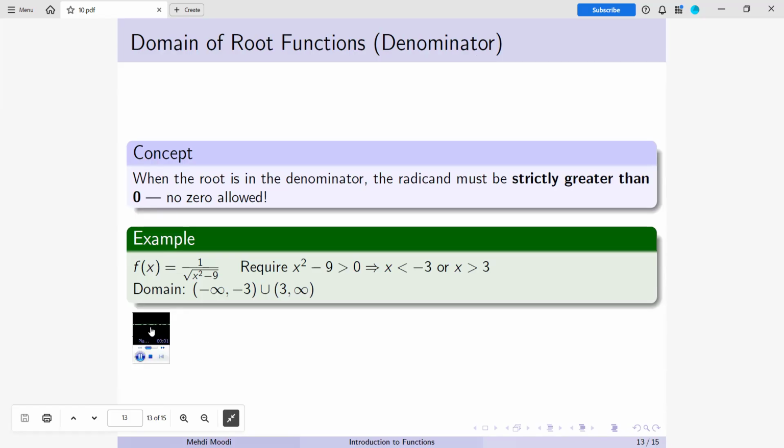Having a square root in the denominator is like walking a tightrope over a pit of imaginary numbers. You're not just avoiding 0, you have to stay strictly above it. The denominator must be positive, or the function collapses into undefined madness.